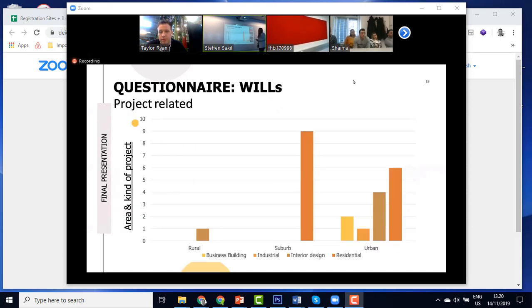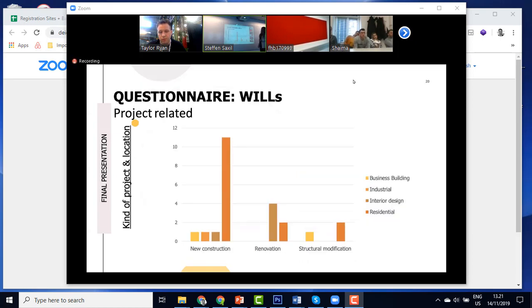Then the area and kind of project. It's quite obvious that most of our respondents are interested in the urban or suburb area, and then especially residential and interior design. So that's also good to know for ArchitectQuote, that most of the people are interested in suburb and urban.